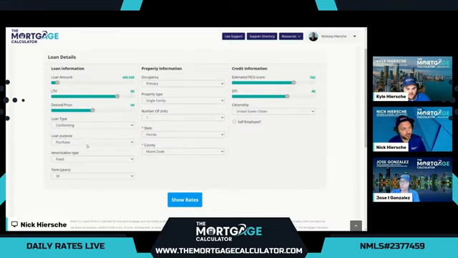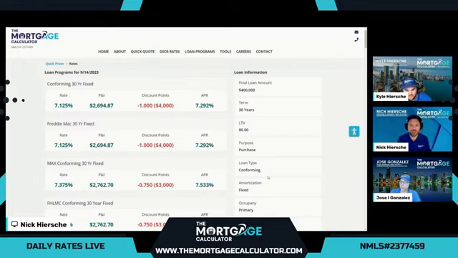We'll start with conforming conventional. We'll do purchase, 30-year fixed for all the demos, primary occupancy, single-family home, 1 unit, state of Florida, county of Miami-Dade. And for all the demos, we use an estimated FICO credit score of 760 and an estimated debt-to-income ratio of 40%. So with these settings, let's see what the conventional rates are doing this morning.